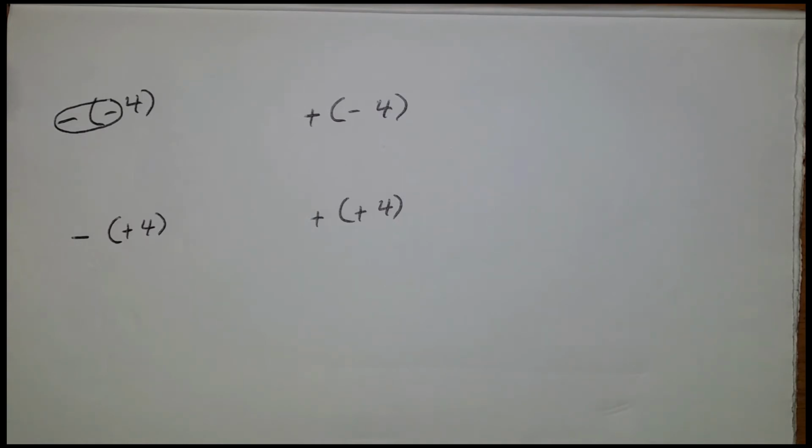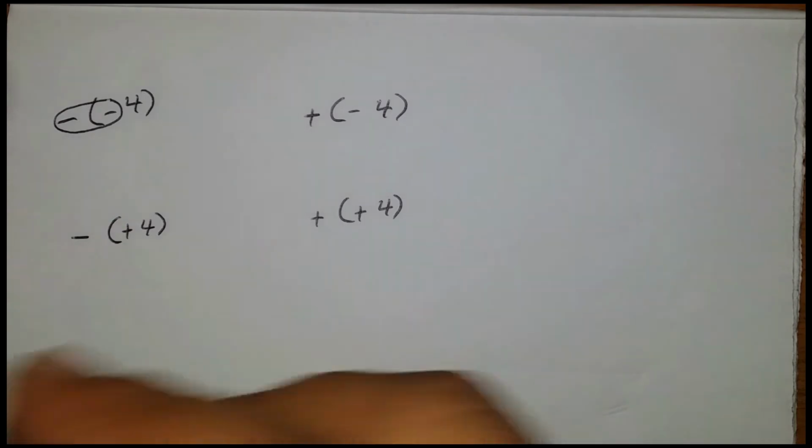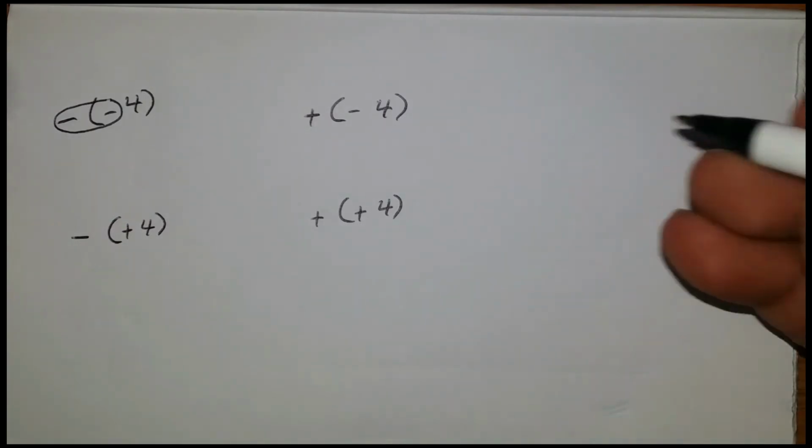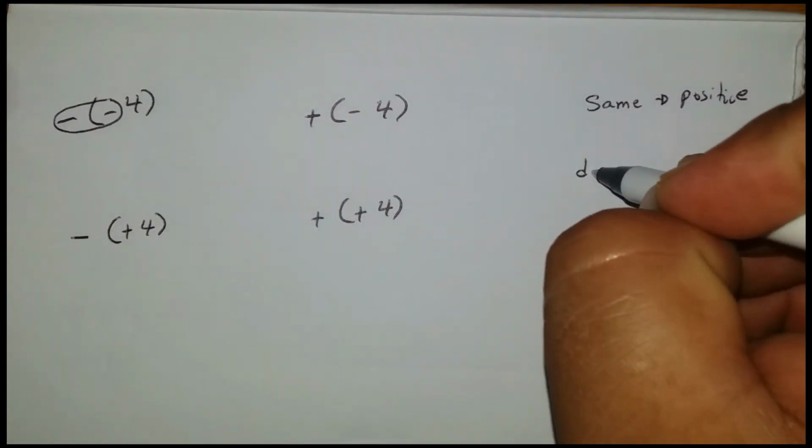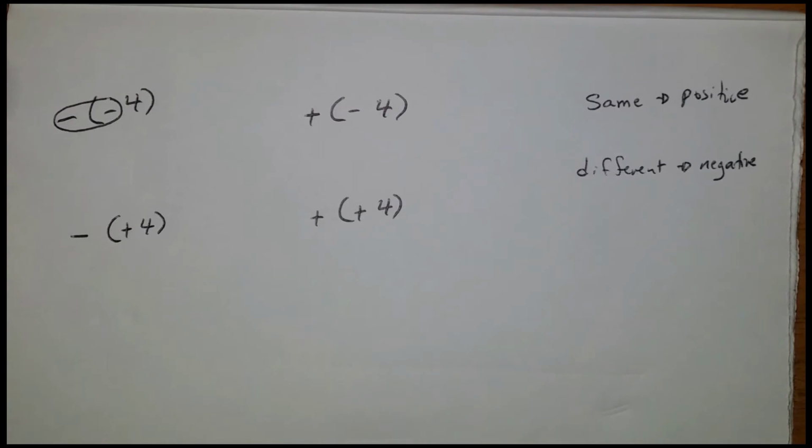Then, after I circle the double signs, I need to check whether they become positive or negative. If signs are the same, it is positive. If signs are different, then it is negative. So circle your double signs. If you have same, it will be positive, right? And if it is different, it will be negative. All right, take a look at the first one.